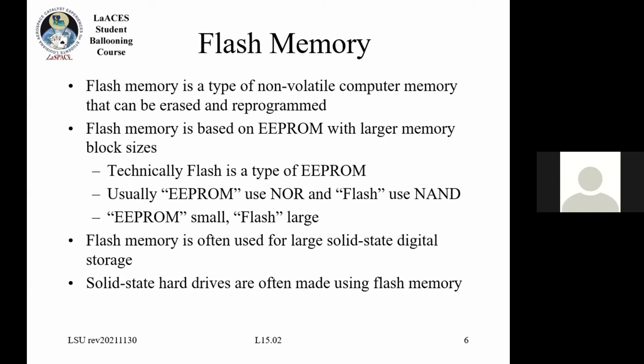Basically, EEPROMs are good for small storage where you would want to individually rewrite single bytes, whereas flash memory is much more scalable. But if you're going to overwrite something, you have to basically overwrite it in big chunks. So that's why you may see terms like sectors or pages. Because in flash memory, you have to erase this whole chunk of data at the same time.